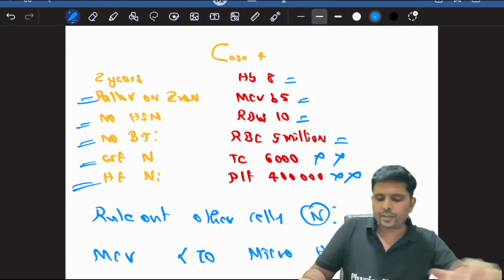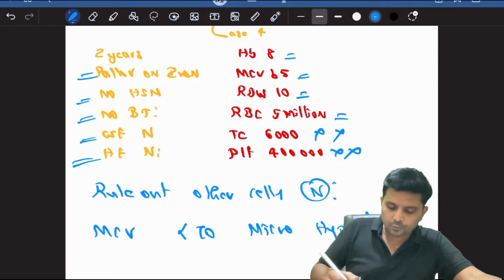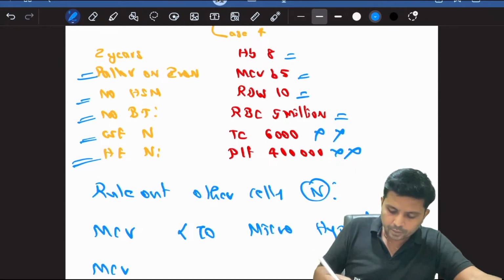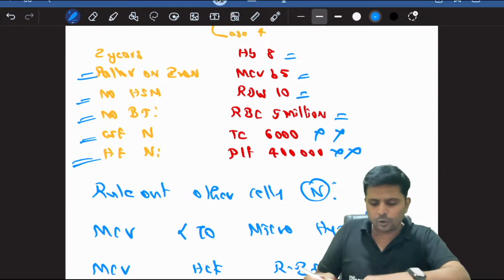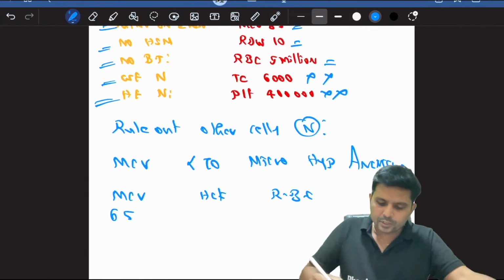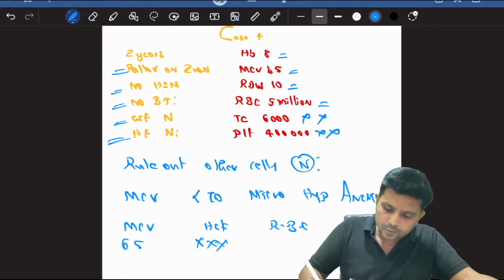If it is microcytic hypochromic anemia, let's see whether the rule of 3 is followed. What is the rule of 3? MCV should be low, hematocrit should be low, RBC should be low. MCV is 65, a little bit low. Hematocrit is not given here, rule out. What is RBC? RBC is 5 million.